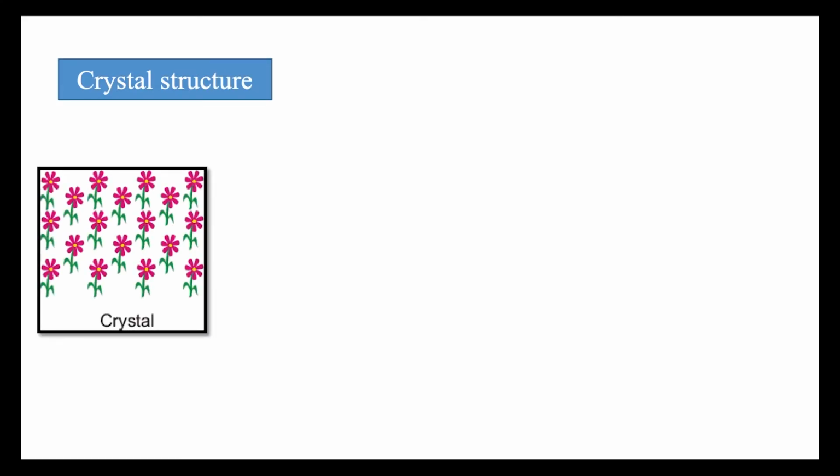Let us now move on to the crystal structure. As you can visualize in this picture, the crystal is made up of a number of units. The structural unit of a crystal is called a motif or a basis. A motif is a group of one or more atoms located in a particular way with respect to each other and associated with each point.